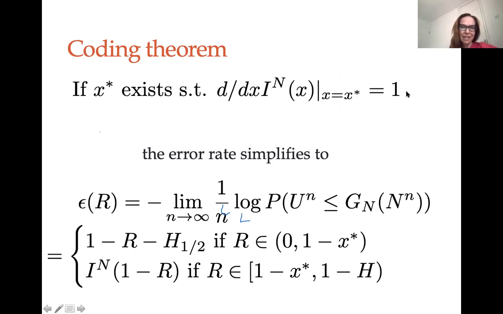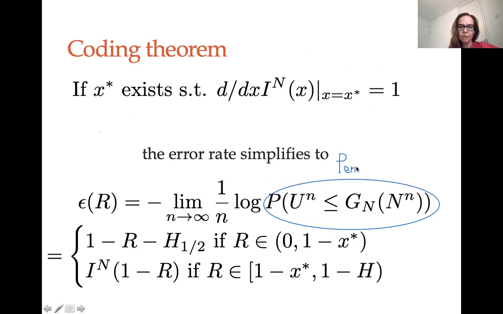Those of you who are familiar with error exponents will see the resemblance between this and some of the error exponent description. If you have never seen those, don't worry about it. This doesn't need that background. Okay. Then the error rate is actually going to simplify to the following. So this error rate epsilon of r is going to simplify to the following. Again, remember that this over here is the probability of error.